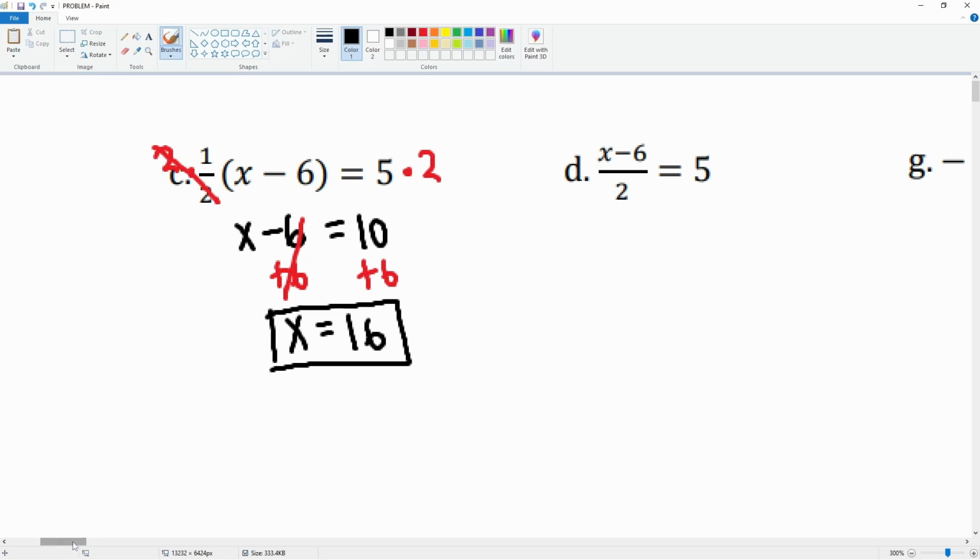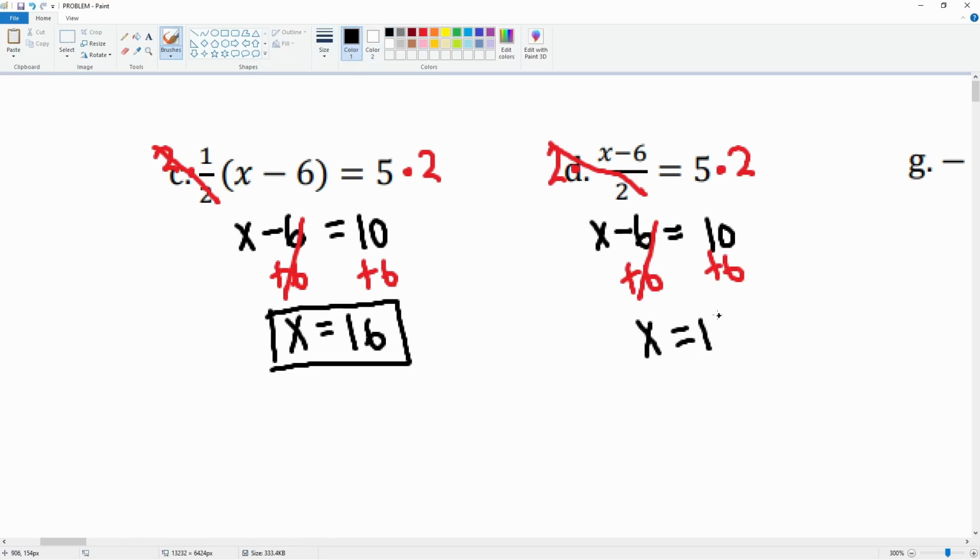Let's take a look here at D. We have a divide by 2 here, so we're going to multiply by 2 to both sides. Once we multiply 2 to both sides, this cancels, leaving you with just an x minus 6 is equal to 5 times 2, which is just a 10. Add 6 to both sides, and this will cancel, leaving you with just an x is equal to 16. Close the box here. So x is equal to 16.